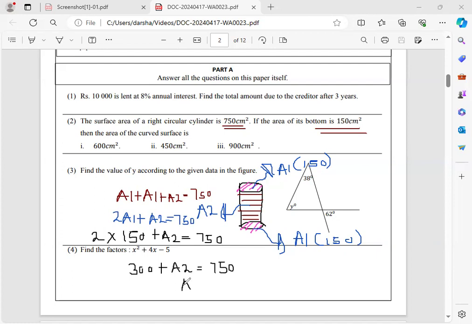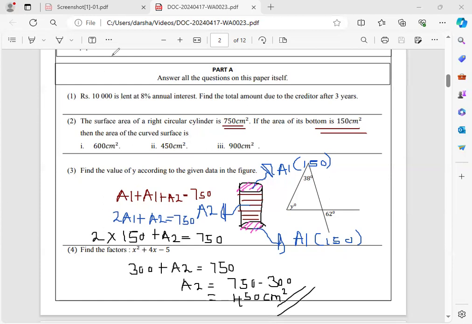So the value of A2 is equivalent to 750 minus 300, that is equivalent to 450 centimeters square. What is that? That is the area of the curved surface.